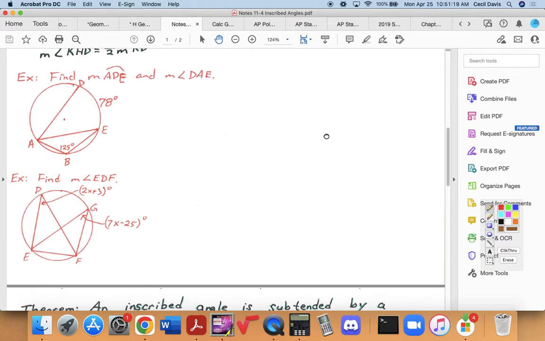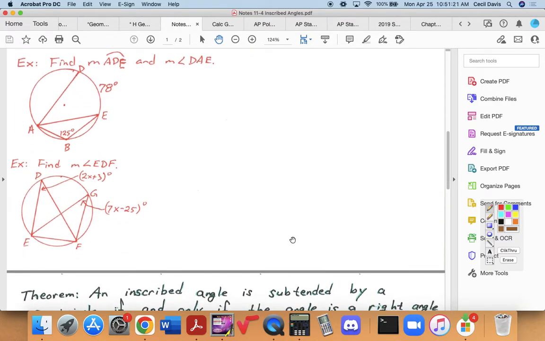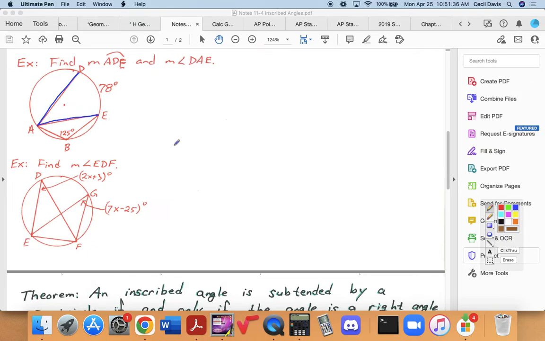So let's use this idea to find the measure of arc ADE and the measure of angle DAE. I'm actually going to start with the angle first. Angle DAE is an inscribed angle because its vertex is on the circle. Its measure is going to be half of the arc that subtends the angle, or is intercepted by the angle. So this is just 78 divided by 2 is 39 degrees.